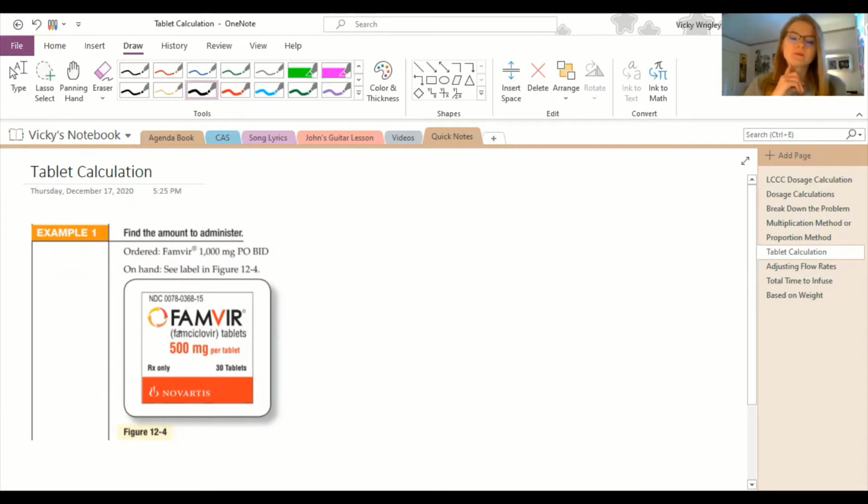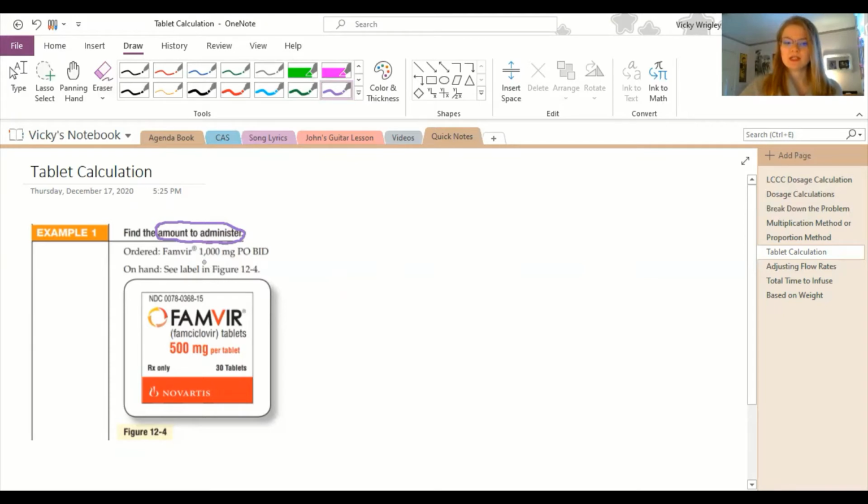Okay, so what's our first question that we ask ourselves? What's the problem looking for? What's the answer that we're trying to get to? So the problem asks us to find the amount to administer. What is the amount to administer? What are we looking for?